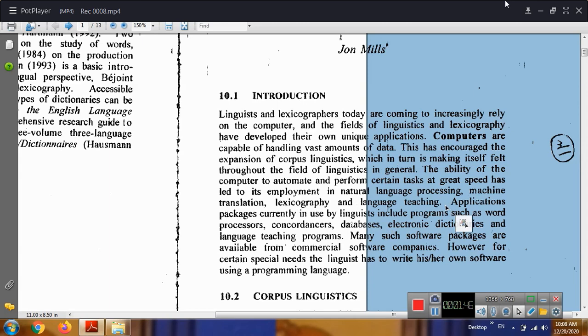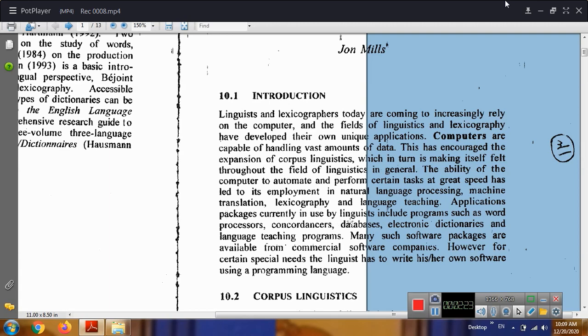Two important roles of the computer in corpus linguistics are these: by computer we can analyze a vast amount of data, and by computer we have great speed. The speed and the vast amount of data for analysis is the important role of the computer.